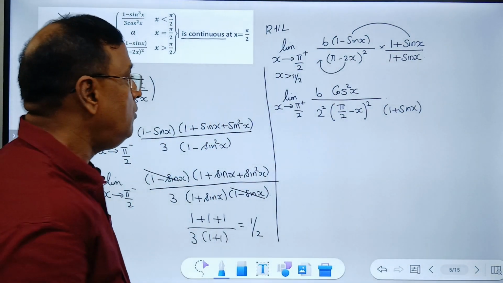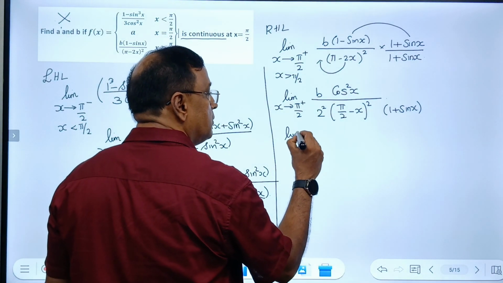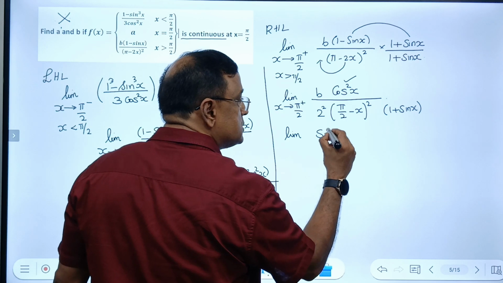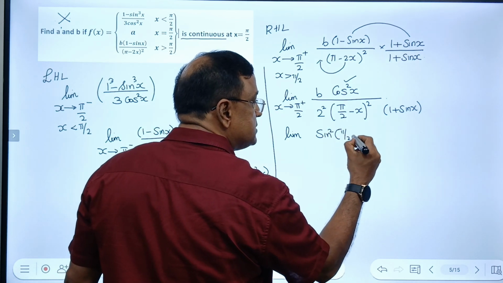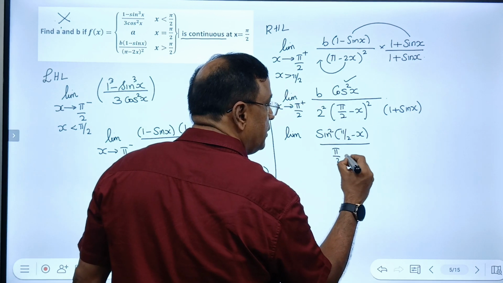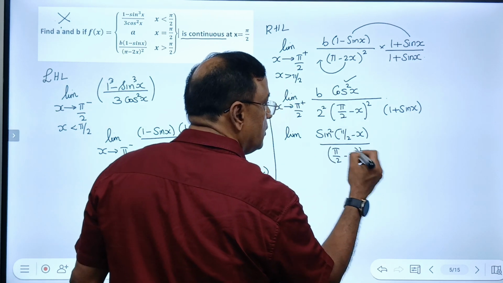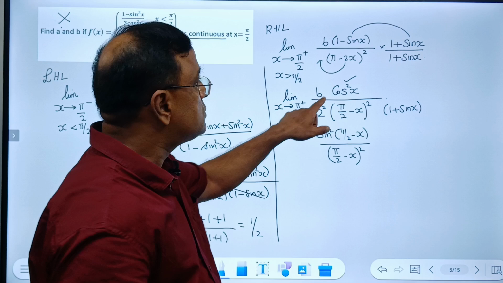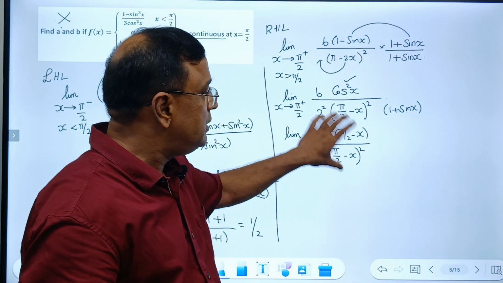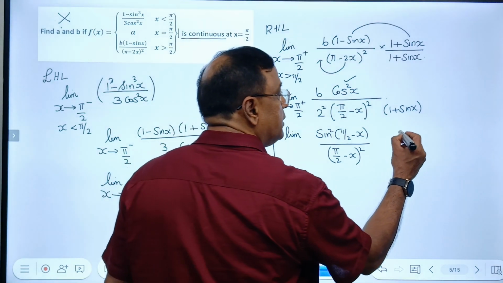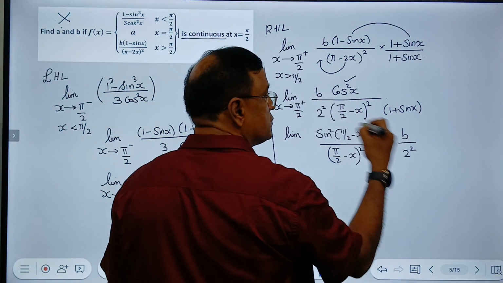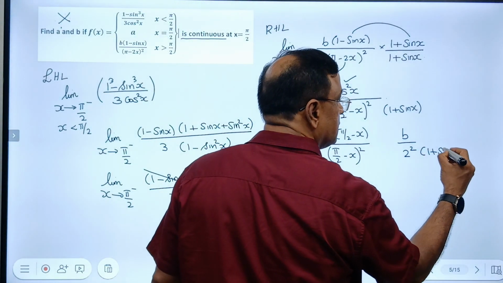Okay, now this is a limit. Can I say cos square x is, cos is sine of 90 minus theta, correct? Divided by pi by 2 minus x the whole square. So they get paired, right? So cos square x is sine square of 90 minus x. Sine square over the whole square, they will become 1. And what is the remaining term? The remaining term is b by 2 square, b by 2 square into 1 plus sin x.